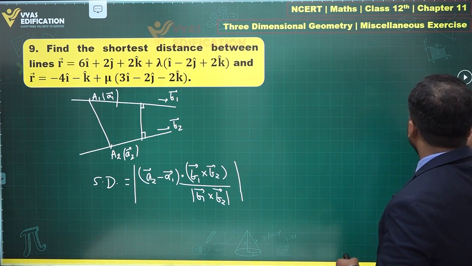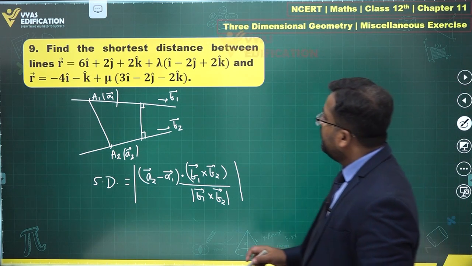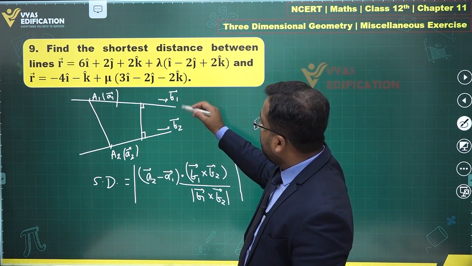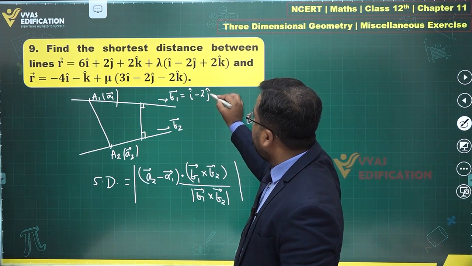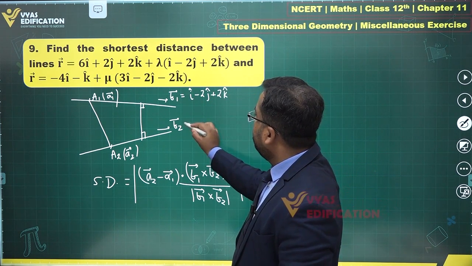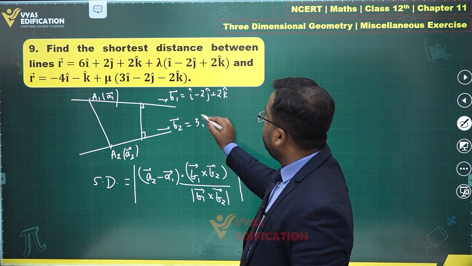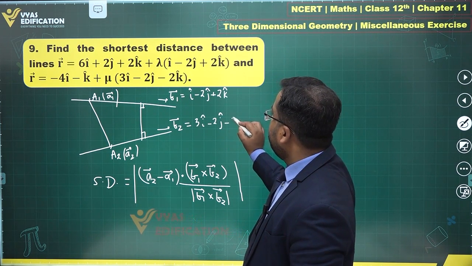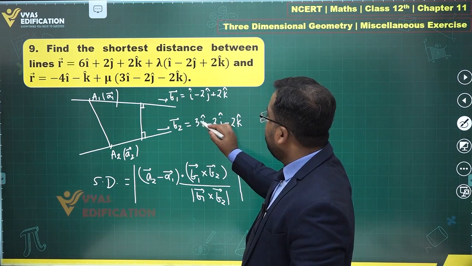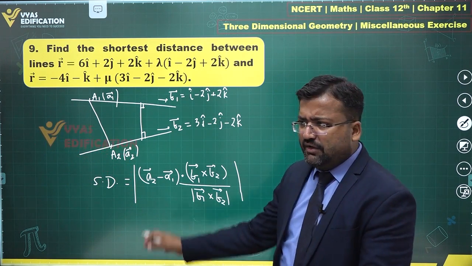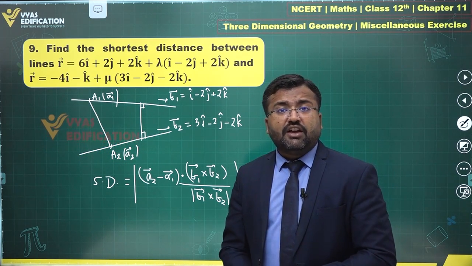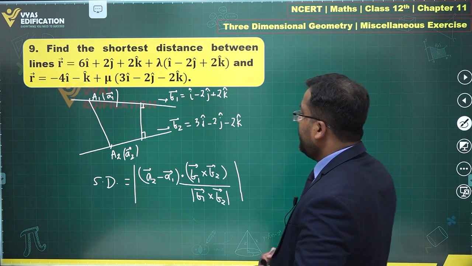First, let's identify b1 and b2, a1 and a2. So in the given question, we note that b1 vector is i cap minus 2 j cap plus 2 k cap. b2 vector is this, 3 i cap minus 2 j cap minus 2 k cap. Obviously, the first thing which you need to observe is that these two lines are not parallel, right? Then only this is applicable. Otherwise, you'll apply concepts related to parallel lines, right?